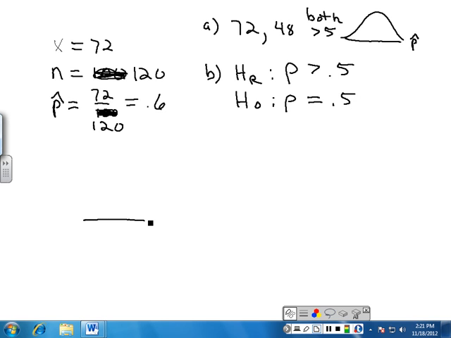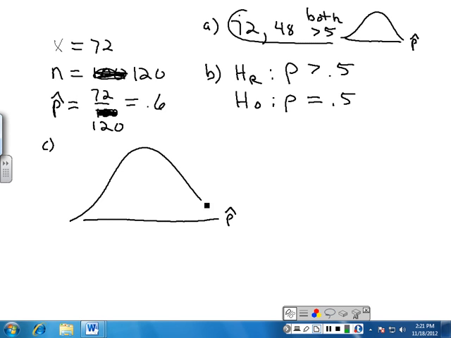Now it asks to do the p-value approach and draw the sampling distribution. This is part C. We know, because the sample sizes were large enough, that we're going to have a bell-shaped sampling distribution for the p-hats. We know that the center of that is going to be whatever is in our H0, so 0.5, and here we locate the specific p-hat in this sample, which is 0.6, and the area out here will be the p-value.